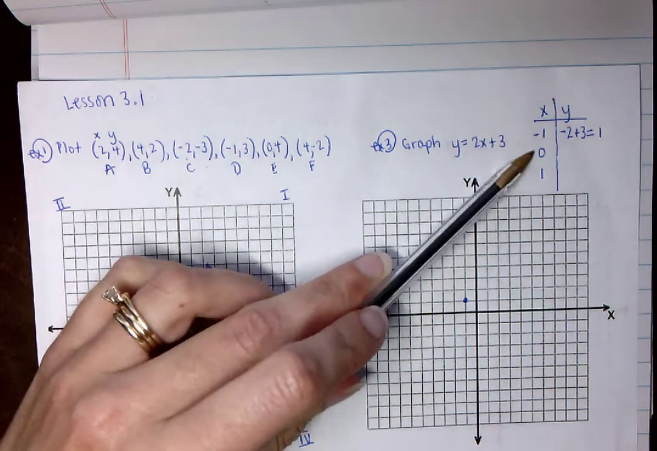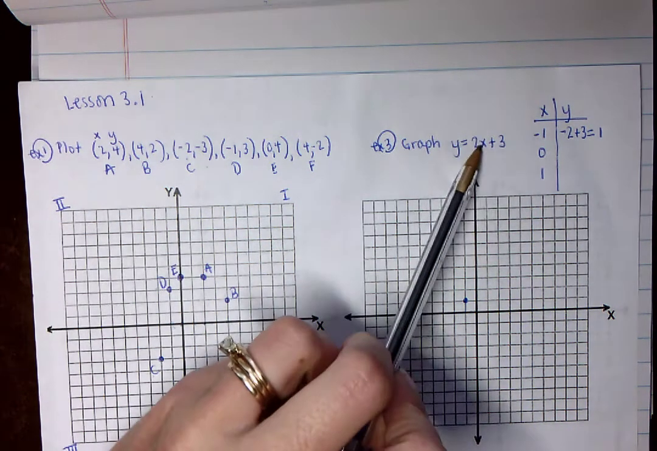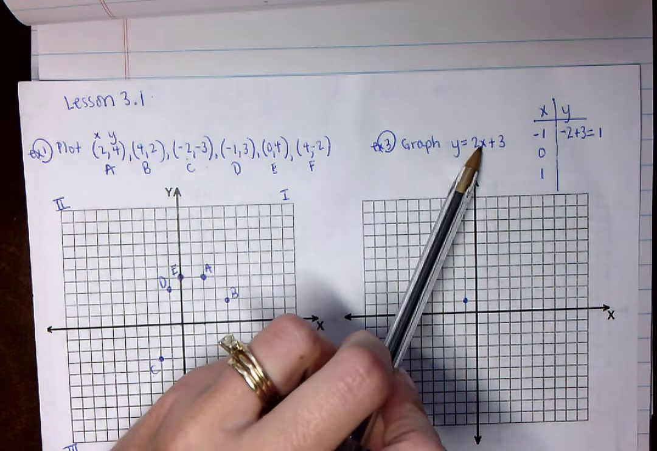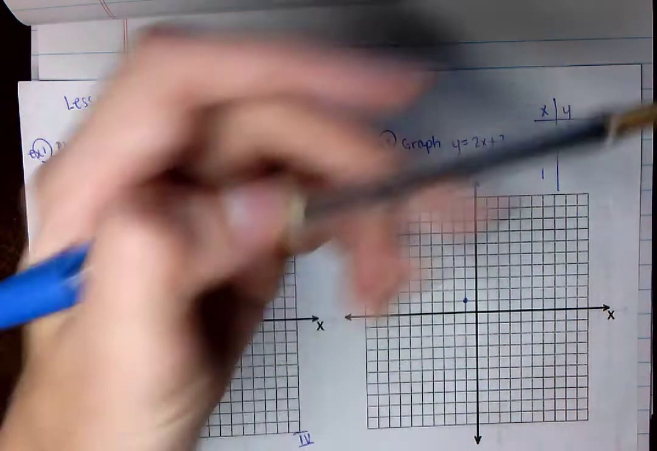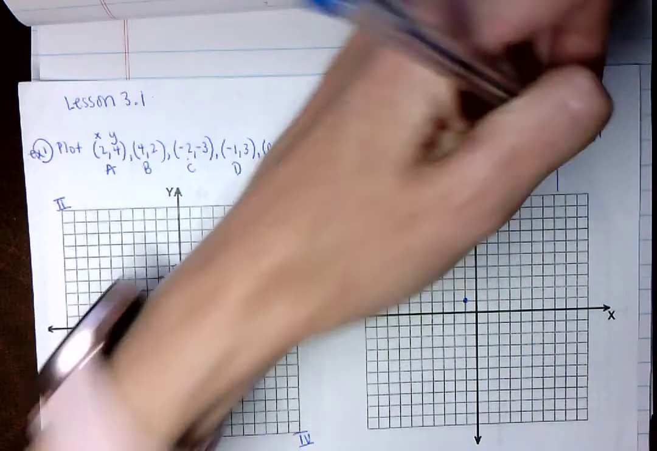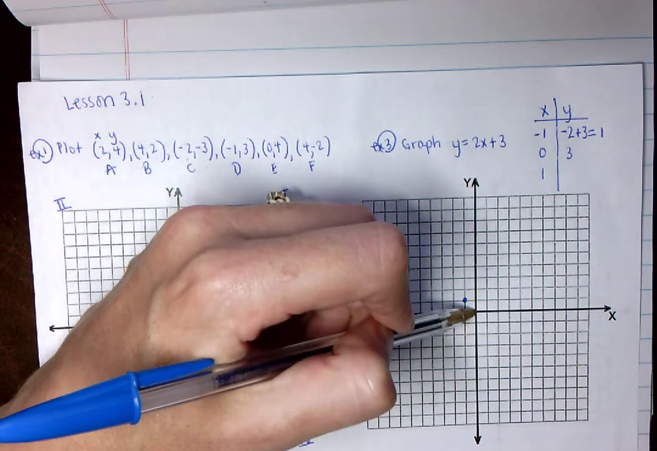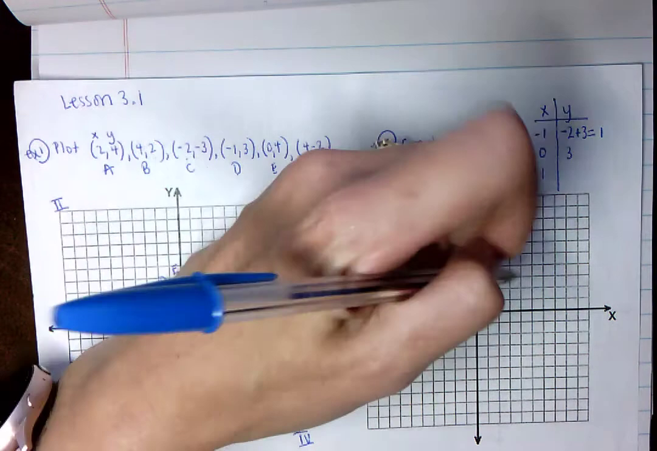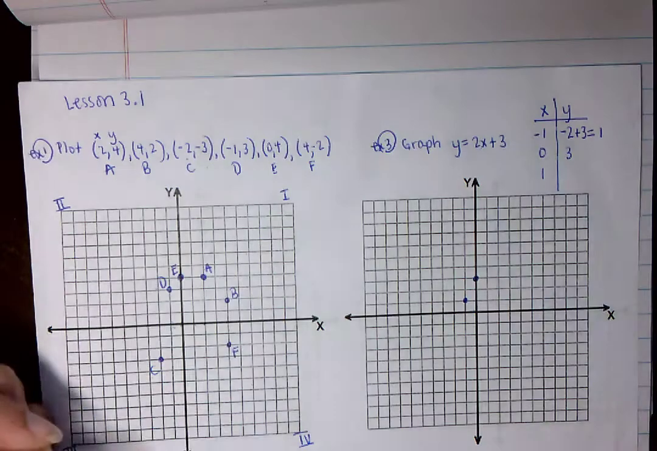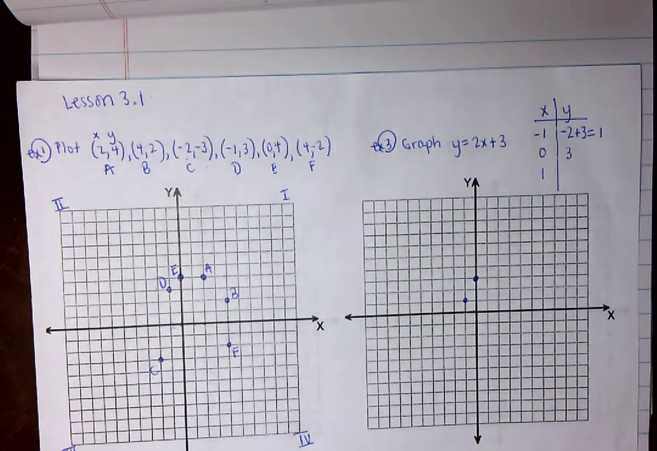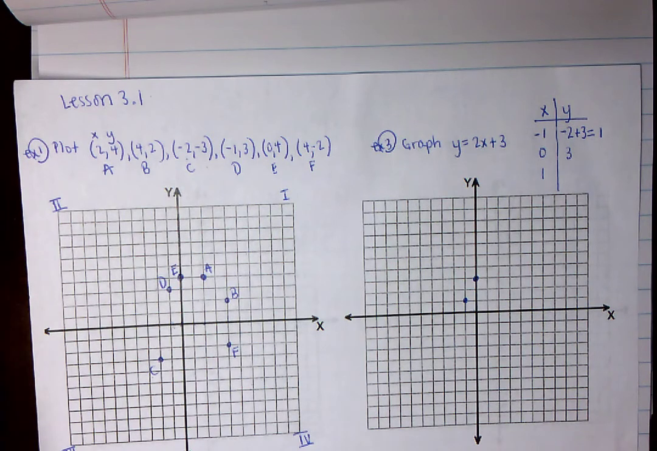Now we'll plug in a 0. 2 times 0 is 0. 0 plus 3 is 3. So I can say 0, 3. That means I don't go left or right. I go straight up. 1, 2, 3. So now I have that one. Technically, I have enough to form a line. It's just 2 points to form a line, but I'll do one more.